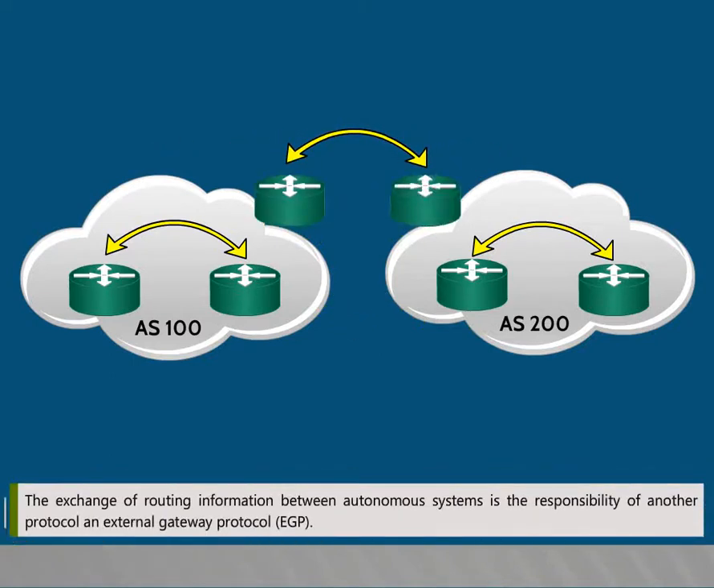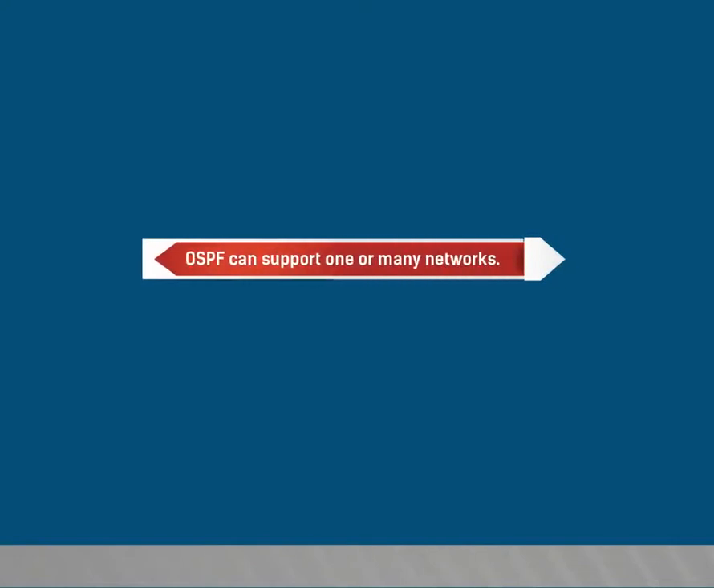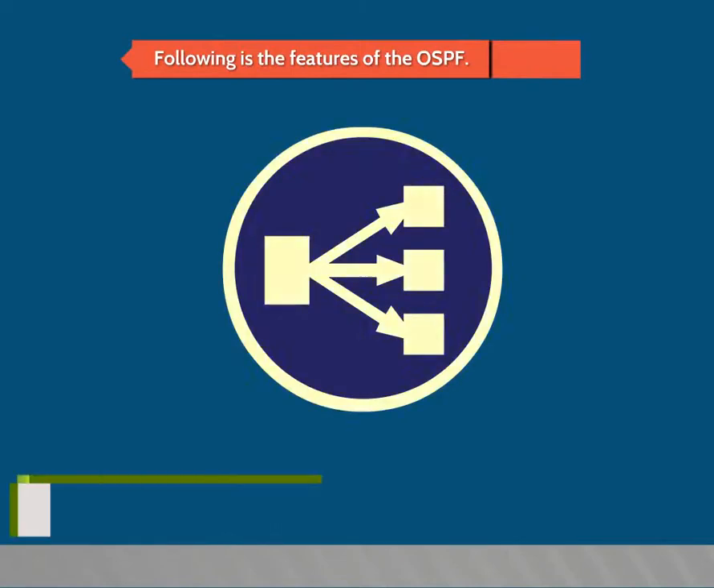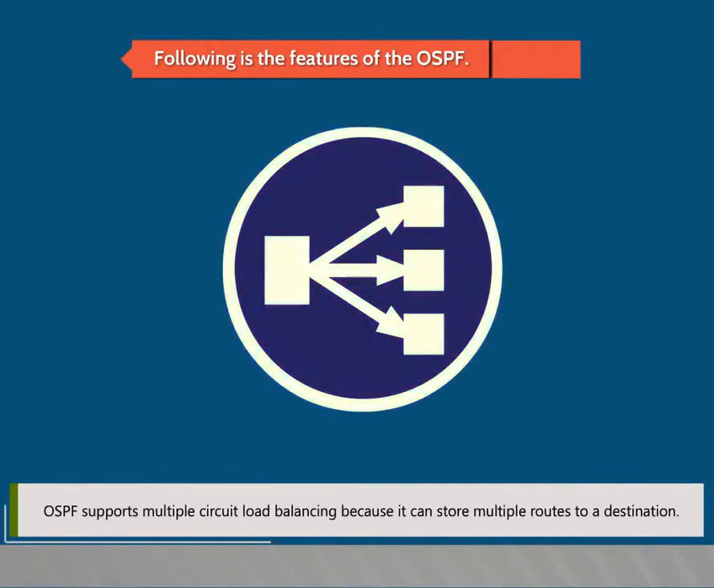The exchange of routing information between autonomous systems is the responsibility of another protocol, an exterior gateway protocol, that is EGP. OSPF can support very many networks. Following are the features of OSPF. OSPF supports multiple circuit load balancing because it can store multiple routes to a destination.